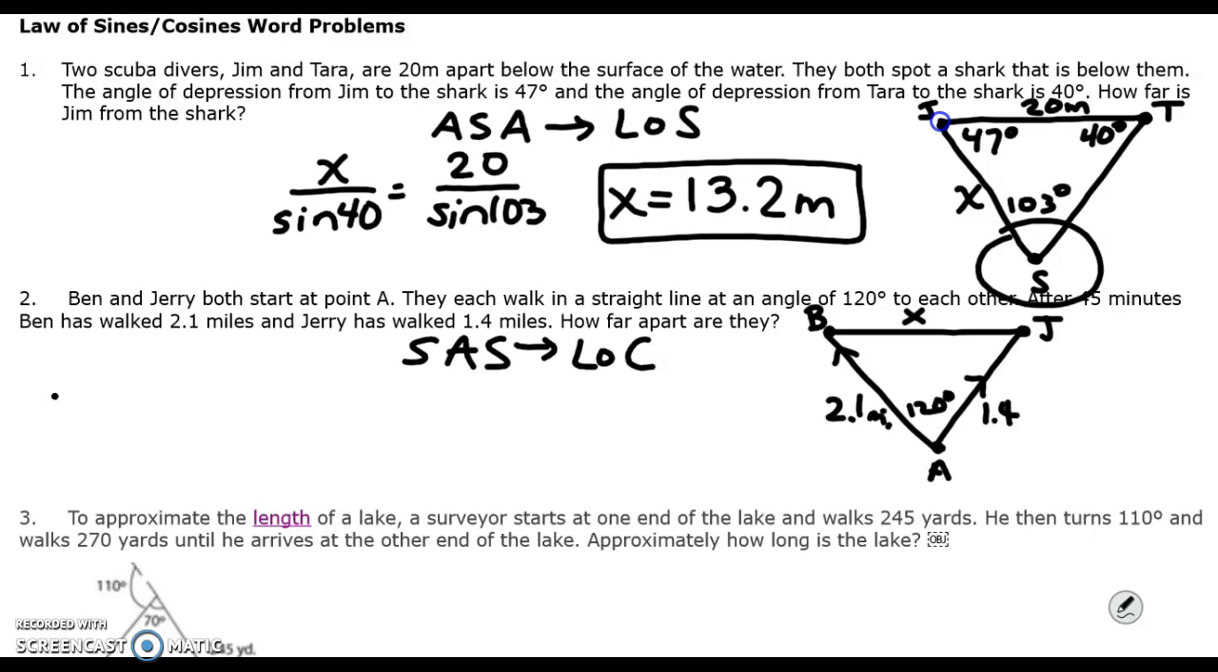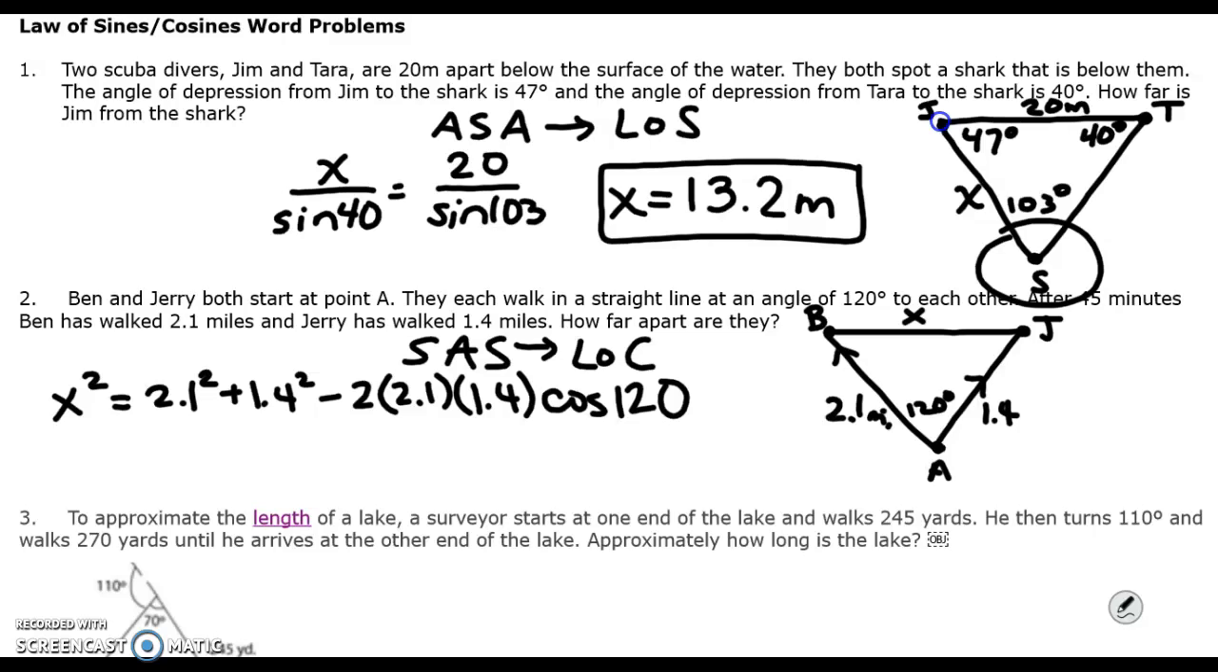So we're going to apply the law of cosines. So x squared is equal to 2.1 squared plus 1.4 squared minus 2 times 2.1 times 1.4 cosine of 120. Just make sure that you're in degree mode, and that once you plug this in, you take the square root, because remember, we're going from x squared to x, and if we round appropriately, we should get 3.1, and include the units that we're measuring this in.